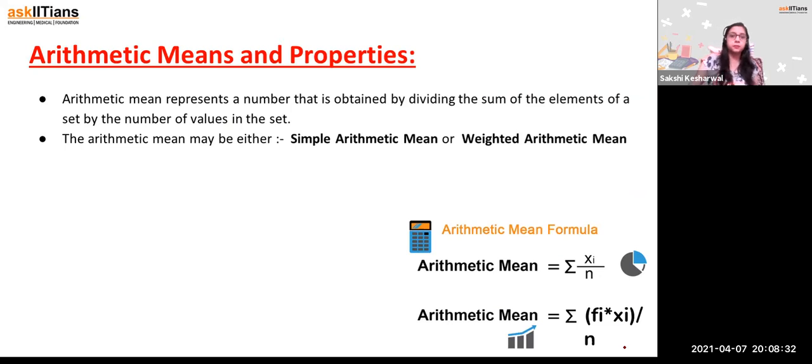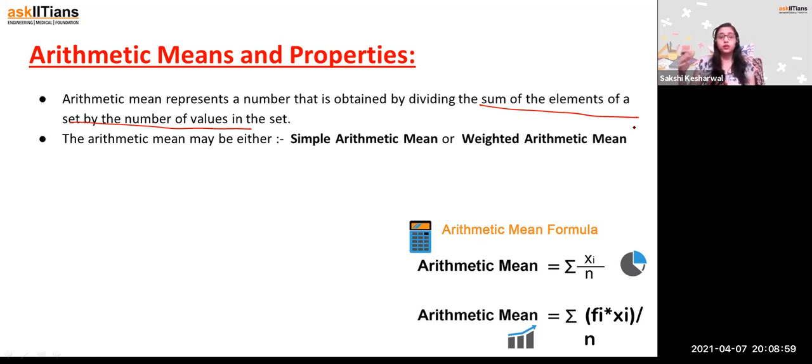Right now, the arithmetic mean that they have written over here says that it represents the number obtained by dividing the sum of the elements of the set by the number of values in the set. That is the arithmetic mean. In this slide they have written about it for statistics, and that is also correct. Arithmetic mean is the sum of all observations divided by the number of observations.